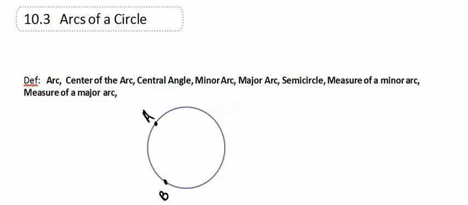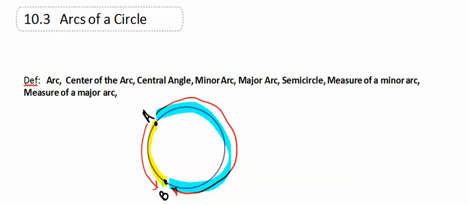So to connect A to B, there are actually 2 different arcs. There is AB going this way, but then you could also go clockwise to connect them. Now, these would be 2 different types of arc. The smaller arc, going counterclockwise, is considered the minor arc, while the arc going clockwise is considered the major arc.